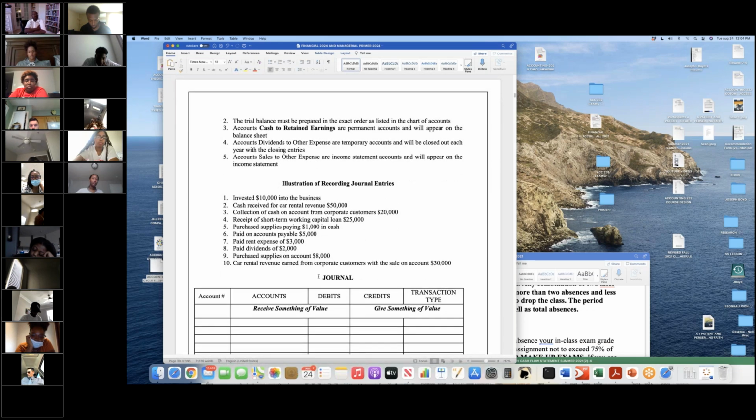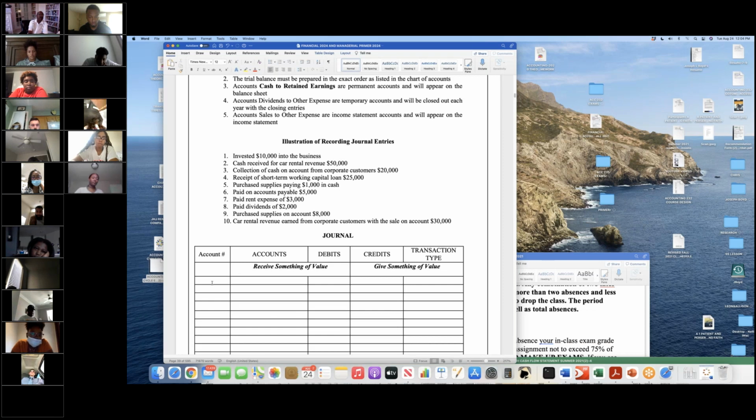Okay, so let's look at some illustrations of recording journal entries. So remember, our goal is to be able to prepare those financial statements. So every time a financial transaction occurs, you got to make a journal entry, and there's going to be an account that you debit. It's going to have a number, the debit amount. It's going to have another number for the credit account, and it's going to be a transaction type.